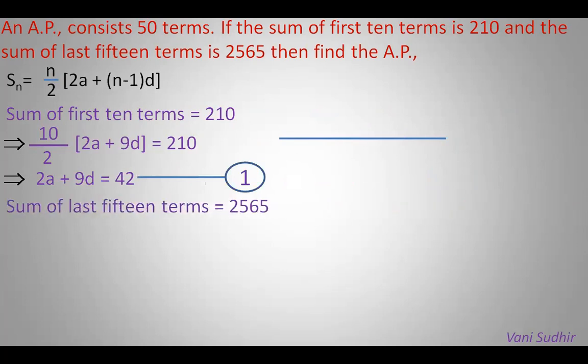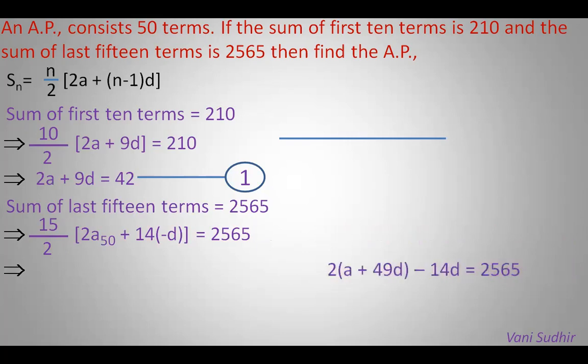Again they have given the sum of the last 15 terms. So for the last 15 terms, you take the arithmetic series in reverse order. Then what will happen? The last term will become the first term. Here 15 terms are there, so n value we are taking 15. Here the last term will become a50. When we reverse the order, the common difference will be the additive inverse, that is minus d we have to take. And this sum is 2565.